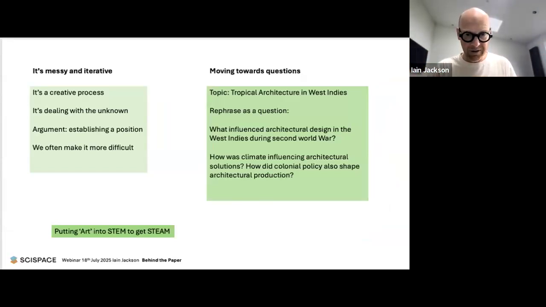And then finally, let's put the art into STEM. Let's get it into STEAM. By that, I mean start thinking about how you're going to communicate through diagrams, through drawings, timelines, through infographics, through beautifully crafted graphs and charts. You can do all that now through AI and through other software. You don't need to be a graphic designer now to make beautiful things. And if you're communicating through drawings and diagrams and maps and timelines and so on, that's helping your reader to understand the work. That's closing the gap between your research and the impact it's going to make.